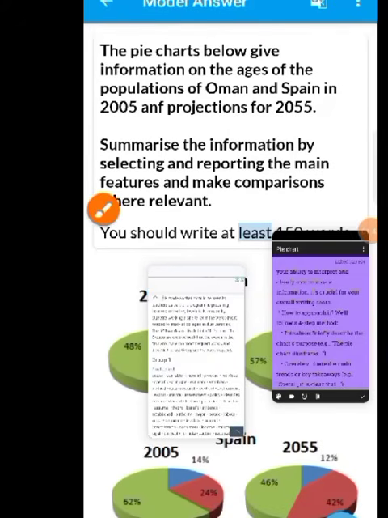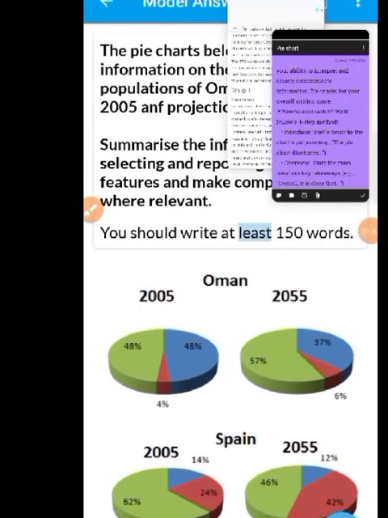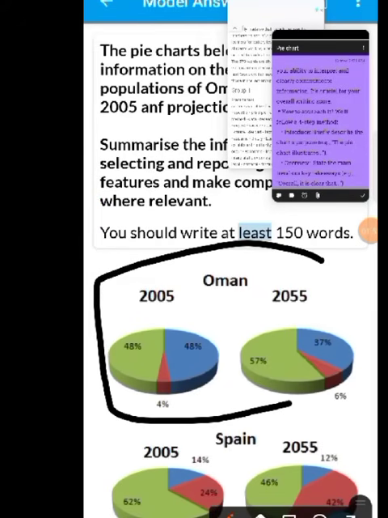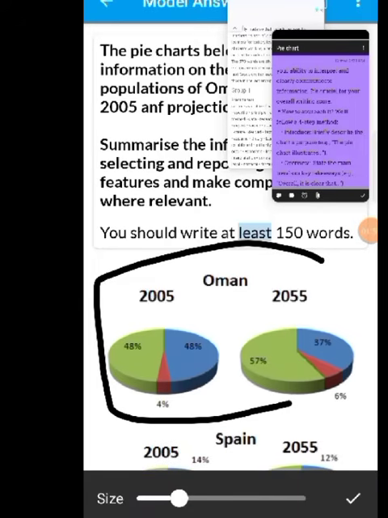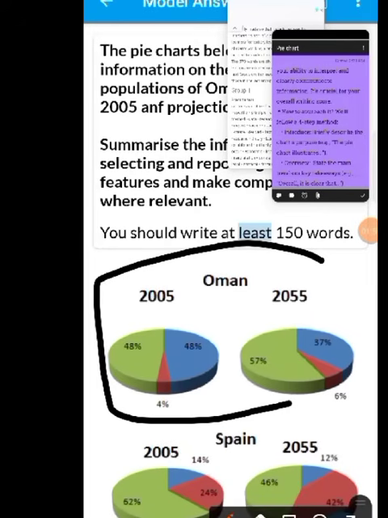Now, what is the thing here? We need to see that there are two pie charts given here. One pie chart is of Oman, and the other pie chart is of Spain. So what is this telling, what is the different information on the basis of population? You have to tell them. You can see different things, and we are going to discuss how to interpret it and write it.